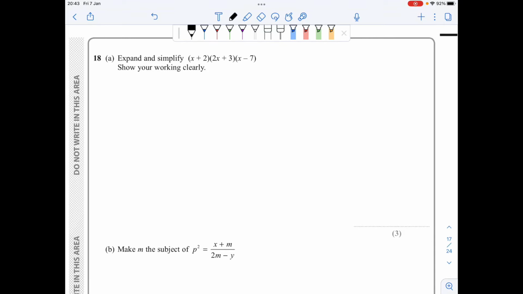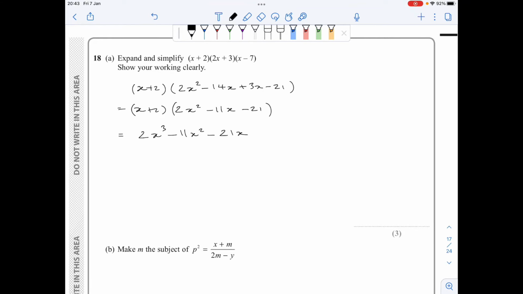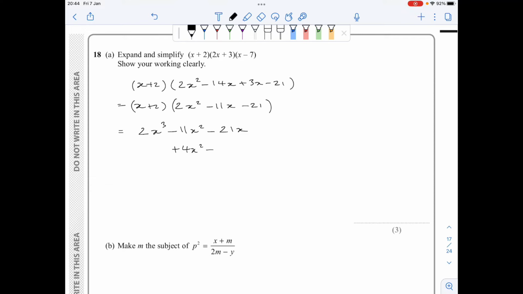I'll start part A by keeping the first bracket the same and expanding the last two brackets. So I have x plus 2 and then 2x squared minus 14x plus 3x minus 21. This simplifies to x plus 2, 2x squared minus 11x minus 21. And then I'm going to expand these two brackets. So I have 2x cubed minus 11x squared minus 21x plus 4x squared minus 22x minus 42. And the final answer is 2x to the power of 3 minus 7x squared minus 43x minus 42.